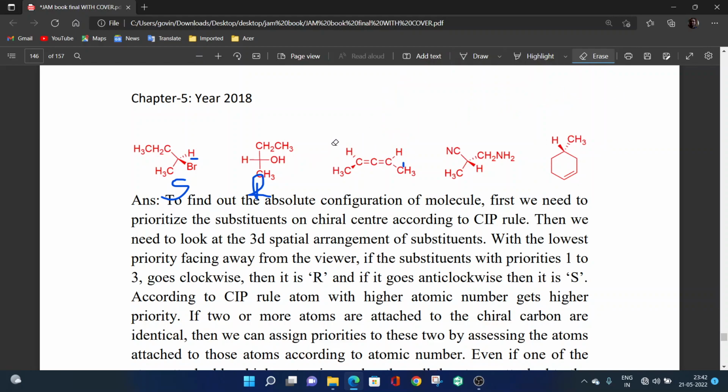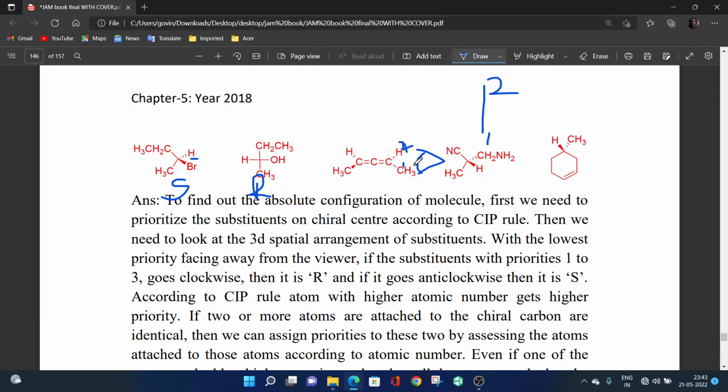So how we will be writing 1 and 2: 1 is CH3 and hydrogen is 2. So 1 is down and 2 is on top. Please remember, we are giving priority according to how I am viewing it. I am viewing it from this side.